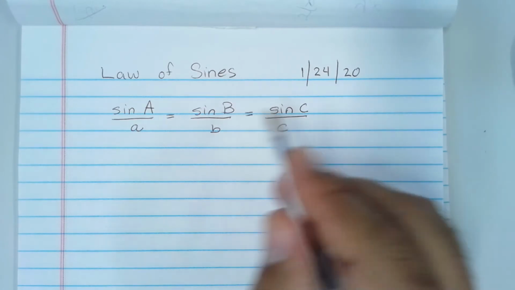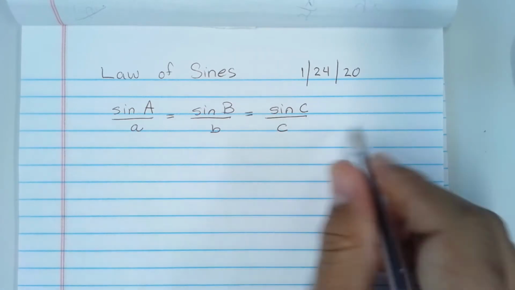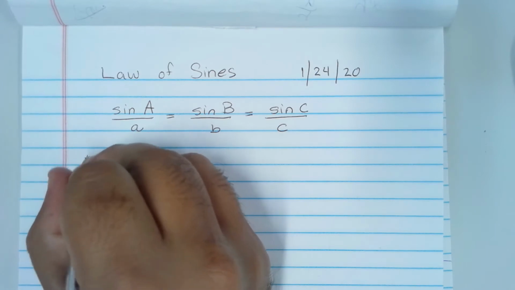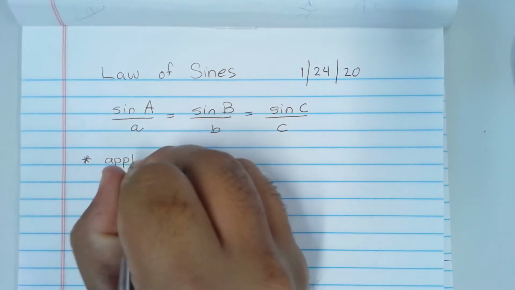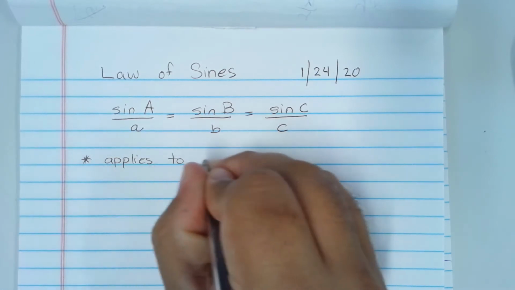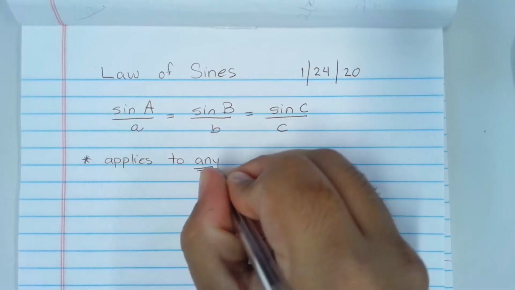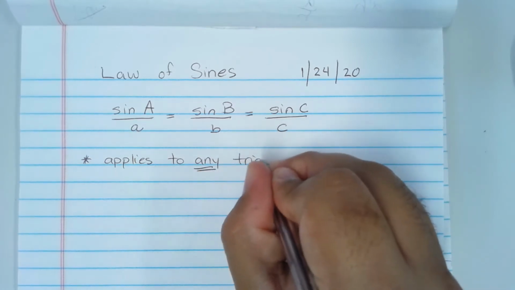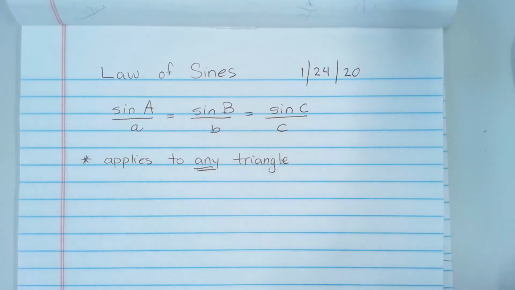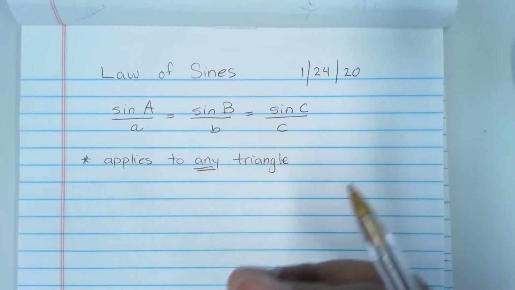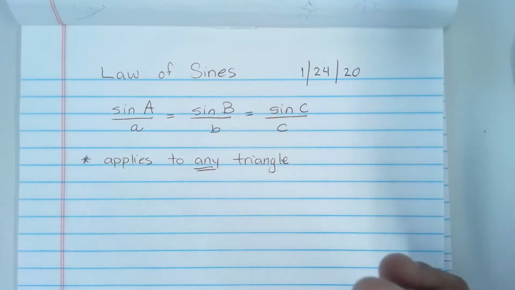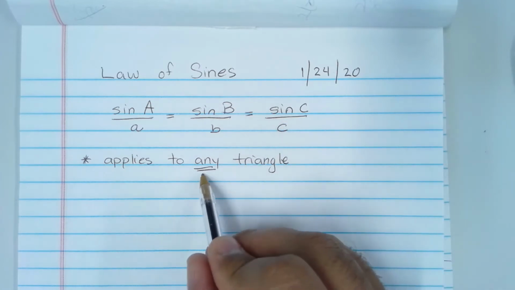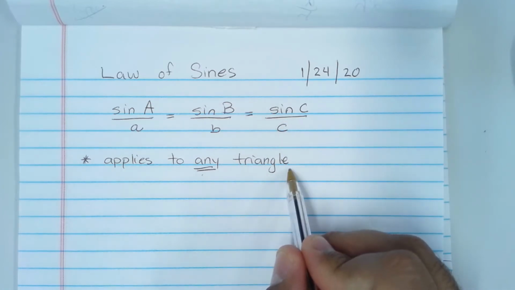Now this applies, guys, and this is very important, to pretty much any, keyword, any triangle. It could apply to a right triangle. It could apply to a scalene, obtuse. It doesn't matter what triangle you have. It applies to pretty much any triangle. You need three parts of the triangle, of course.